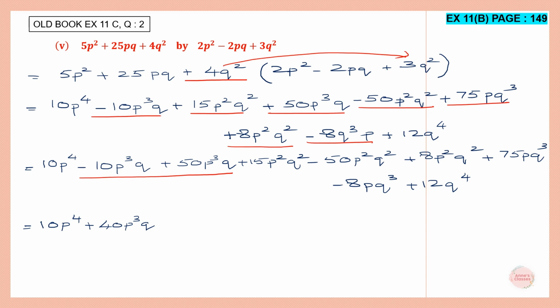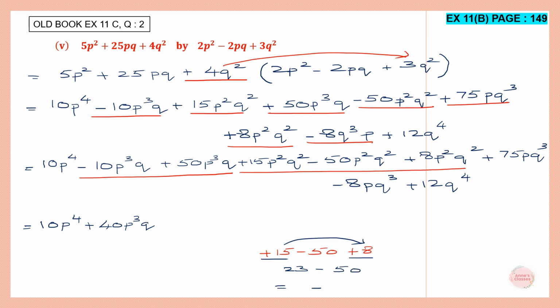Then let's go to the next one, that is the p square q square, where we have three terms like that. So here let's write down only the numbers. So here we have plus 15 minus 50 plus 8. Okay, so what do we do? We add up the numbers with the same sign, that is these two. 15 plus 8 is 23, minus 50. Now we put the sign of the bigger number and we subtract, 50 minus 23, that is 27. So here what do we have? Minus 27 p square q square.